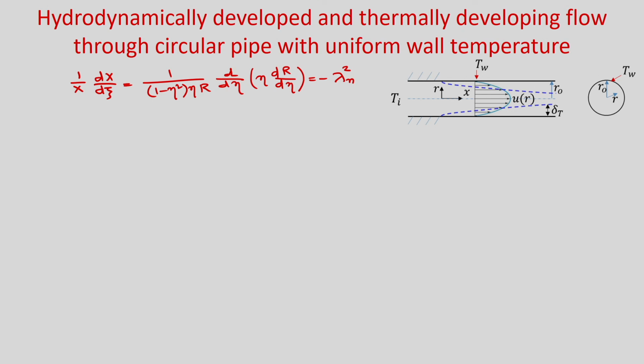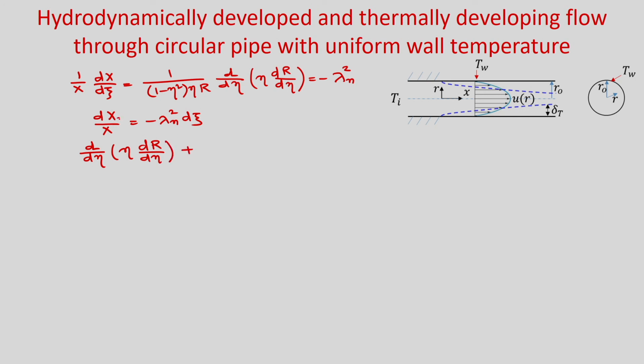So, you can see you can write dX by X is equal to minus lambda n square d xi. So, the solution you can see this will be exponential, right, some constant into e to the power minus lambda n square xi, and the other equation you will get d of d eta, eta dR by d eta plus.